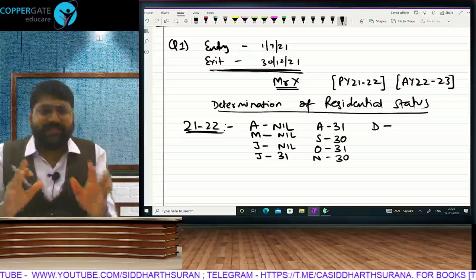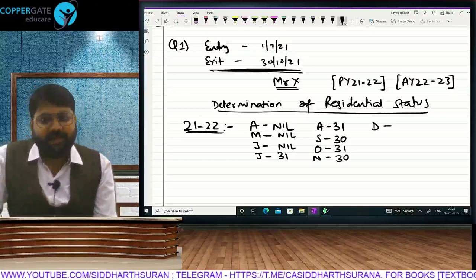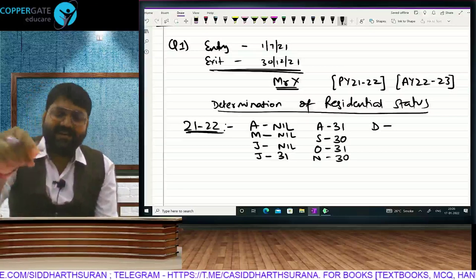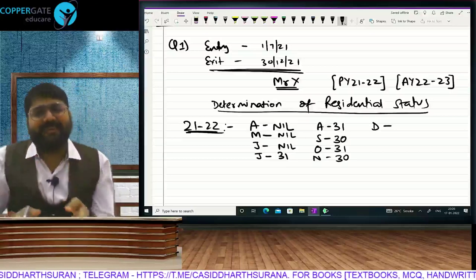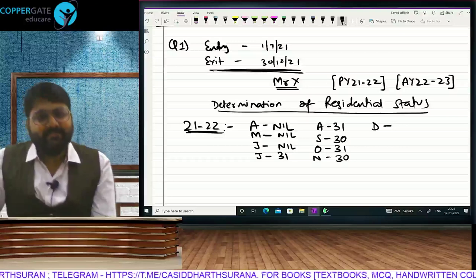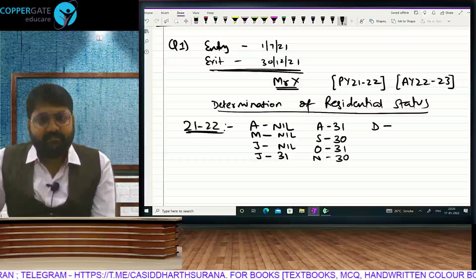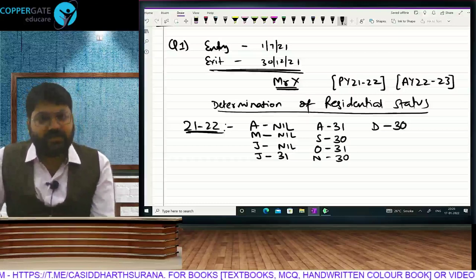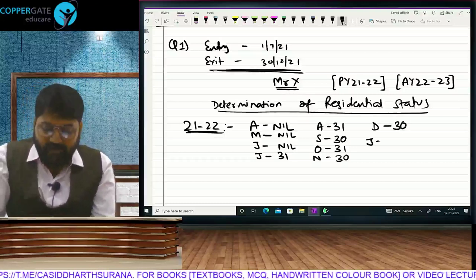We all know there are 31 days in December. Legends are born in December. We all know that. My question was, how many days Mr. X has stayed? That is the question. So, 30 we are taking, no? 31 is not the answer. 30.